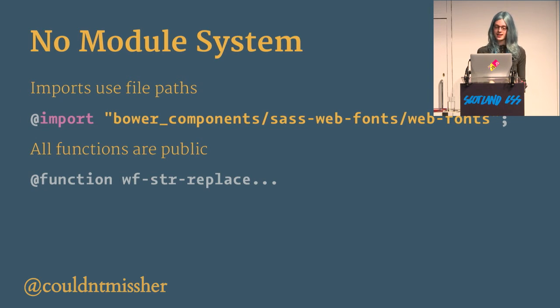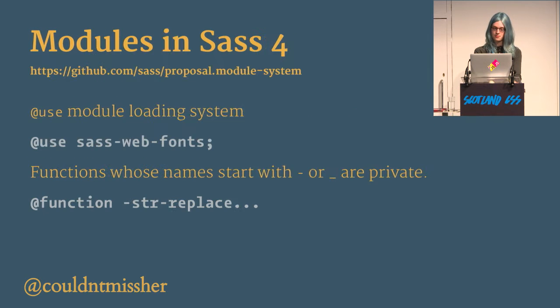And both of these problems are going to be fixed with modules in Sass 4. You can see the proposal that they have for this and read through it. It's very thorough, and it's on GitHub with the link there. It provides syntax for actually having Sass modules with private functions and mix-ins and variables and so on. And this is going to make depending on third-party code in Sass a lot safer.